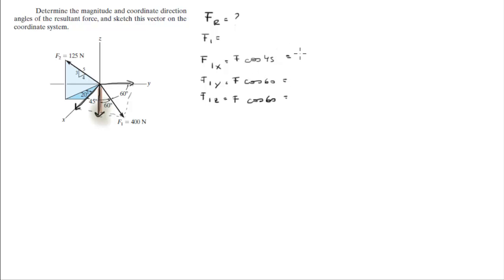When you calculate this, you get 282.8, 200, and negative 200. Notice that this is going in the negative z direction, so you got to put a negative. So F1 is equal to 282.8i plus 200j minus 200k.